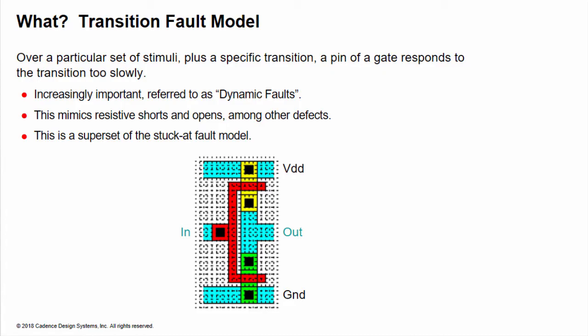Obviously, to test for these faults or behaviors, a transition must be generated that propagates through the pin that the fault is defined for. In the sense that a stuck-at value is just an extreme of a slow-to-rise value, this fault model is a superset of the stuck-at fault model.